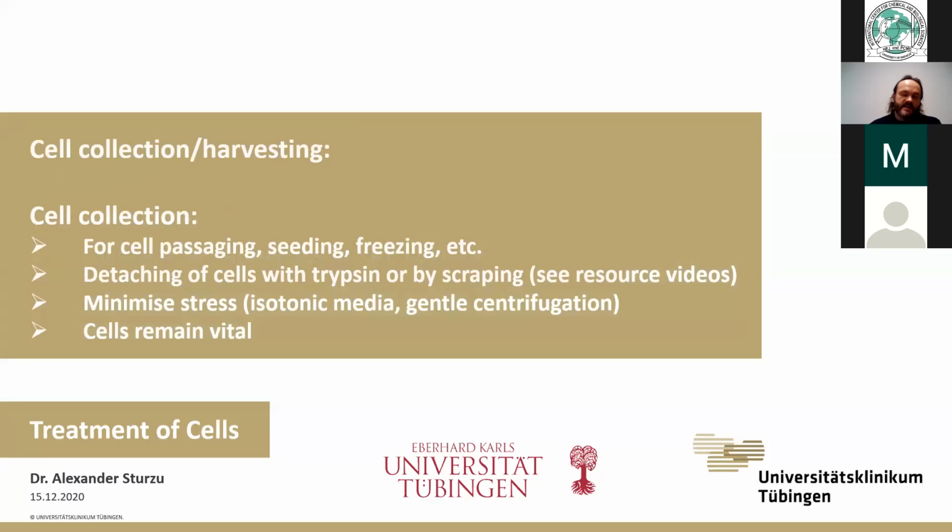The first part is the collection and harvesting. The collection is where the cells remain intact. This is for cell passaging or seeding or freezing, like seeding if you are preparing for an experiment and you need a specified density or need the cells in specific cell culture dishes for the subsequent analysis. In this case, for the cell collection, we have to be very gentle with the cells because they're supposed to remain vital. So we detach the cells either by trypsin or with scraping.